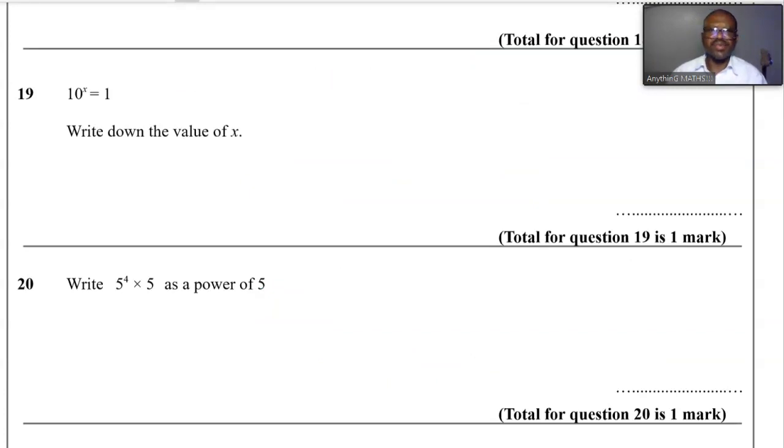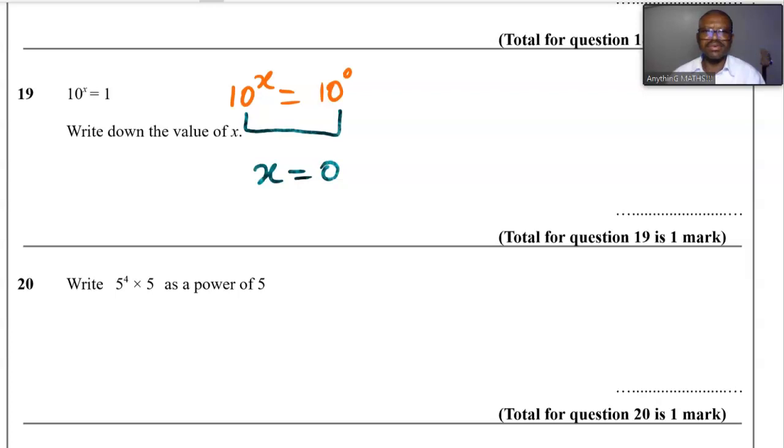This also looks simple, but it's not that simple. Now, we can see that we don't have any base here. But with our knowledge that anything raised to the power 0 is 1, we can confidently write 10 raised to the power x should be equal to 10 raised to the power 0. And we know that once you are able to write it that way, we can connect the 10 is equal to the 10, and therefore x should be equal to 0.